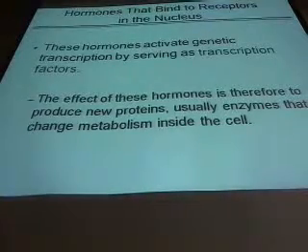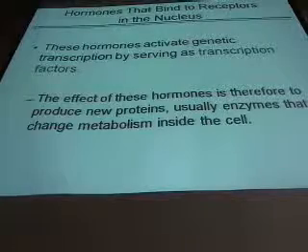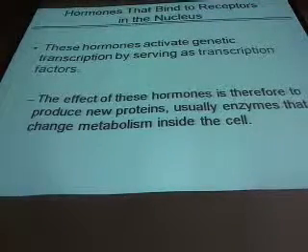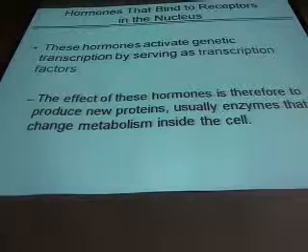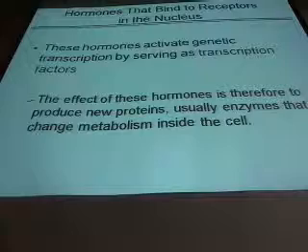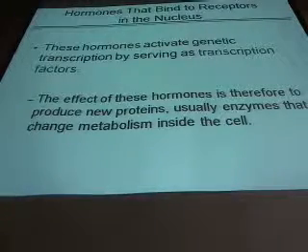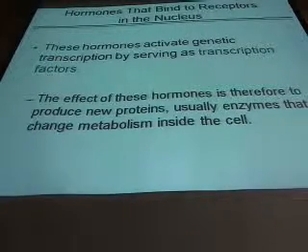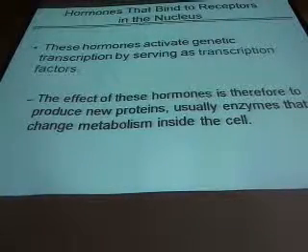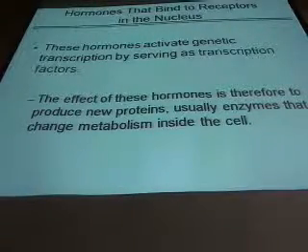The TSH doesn't work on the other cells because they're not thyroid cells. It works on the thyroid cells. It gets into the nucleus. They then produce new proteins that are excreted. It's kind of like making enzymes or whatever else that cell is supposed to make. In the thyroid cells, it's thyroid.